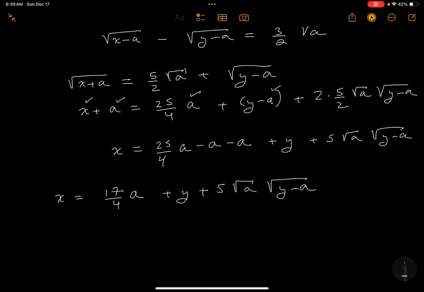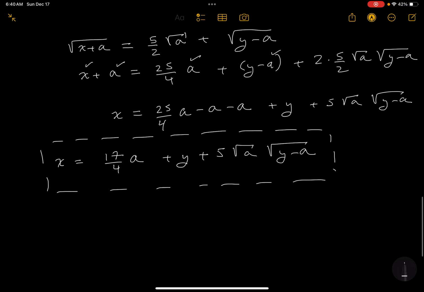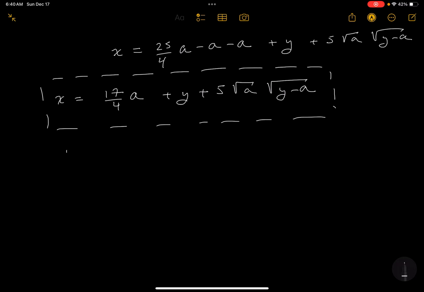And let me just see if I'm seeing something there. I'm seeing the x. Let's take the second equation, and we'll square that too. Before I do anything, I want to just simply say that this might be useful at some point. I'm not really sure. It did simplify pretty nicely, though. Let's do the other equation. The other equation was this one over here. The root of x minus a minus the root of y minus a is equal to 3 over 2 root a.